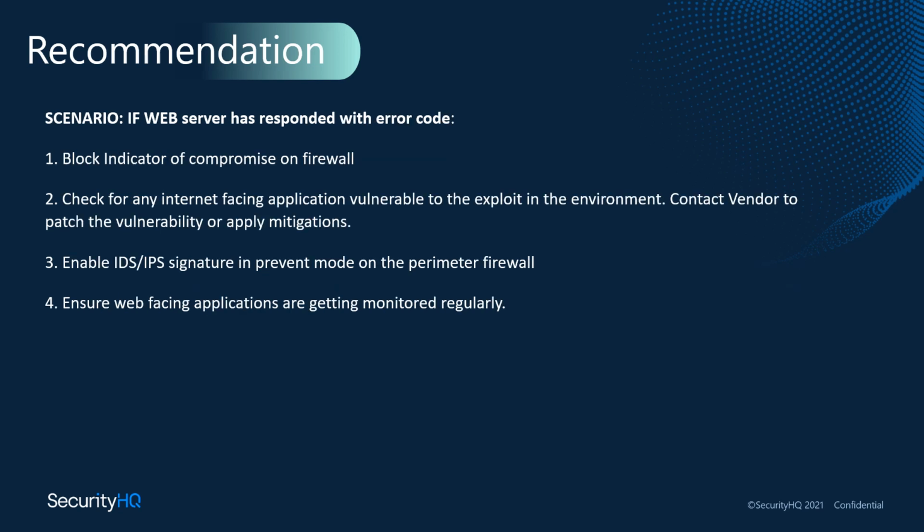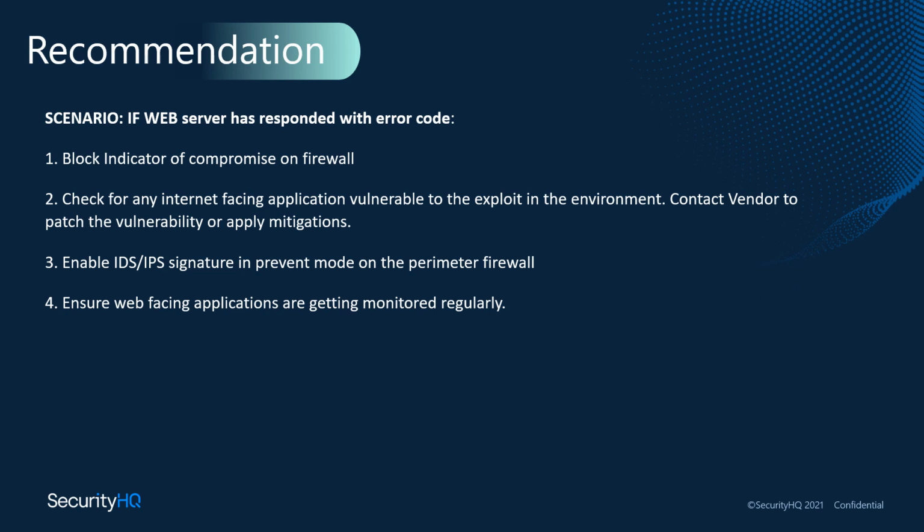The second scenario is where your firewall is allowing the connection, but the web server is responding with an error code. A web server responding with an error code means your web application is possibly not vulnerable to the exploit. It is not running the vulnerable version. In this scenario as well, we would recommend taking this on priority and blocking these IOCs on the firewall, and also checking for any other internet-facing application that you are running on this vulnerable version. In that case, you also have to contact the vendor to patch this vulnerability or apply mitigations if a patch or update is not available from the vendor yet.